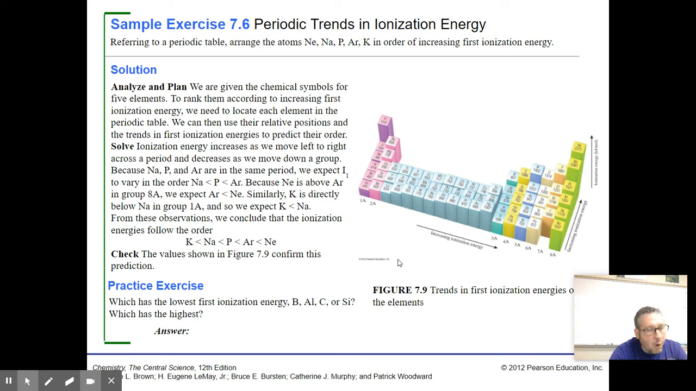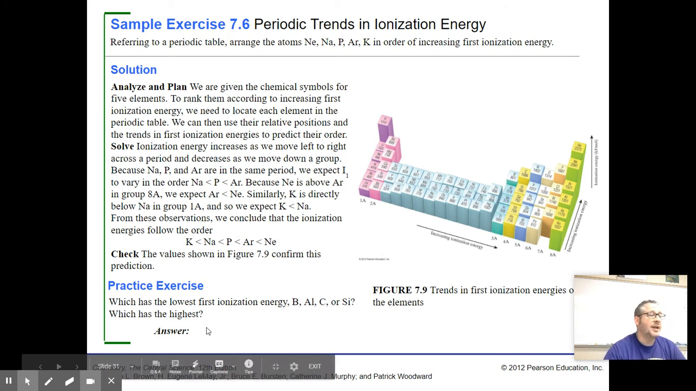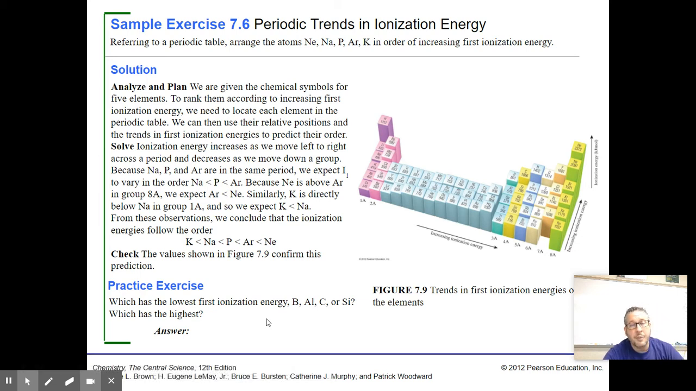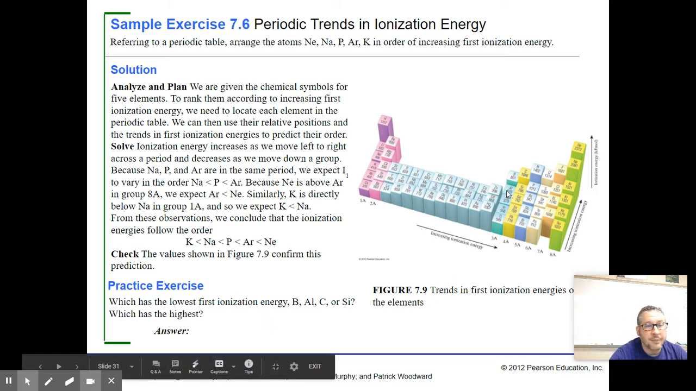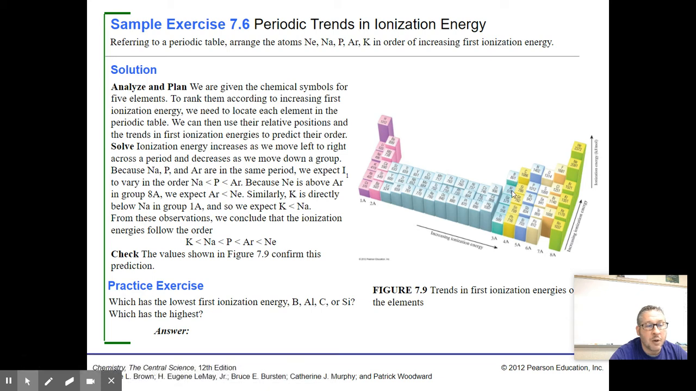Okay? Most important thing in this case is to locate the elements involved. So our practice exercise says, which has the lowest first ionization energy: boron, aluminum, carbon, or silicon? And then which has the highest? Well, let's locate them again. Boron is here, aluminum is below boron, carbon is in the next group, and silicon is below carbon.